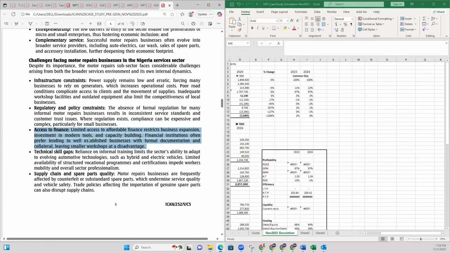So it is only the likes of Elizade that will enter a bank and say they want to borrow, and the bank will listen. Okay. And then the technical skills gap now.